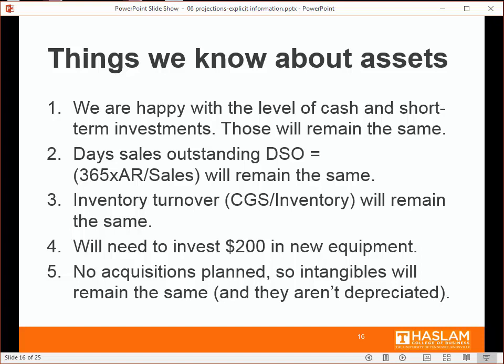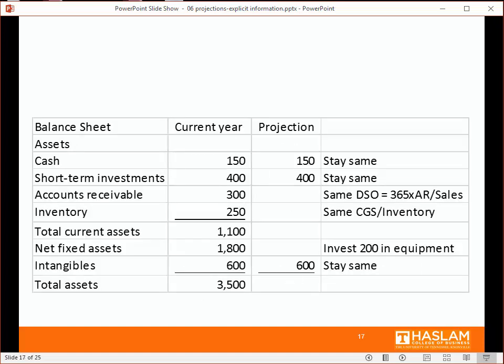And for accounting purposes, intangibles are not depreciated. So for financial statement purposes, they're not depreciated. So our balance sheet is going to look like the following. We're going to leave income statement the same. We're going to leave cash the same. We're going to leave short-term investments the same. We're going to project accounts receivable based on a constant days sales outstanding. We're going to project inventory based on a constant inventory turnover, or cost of goods sold over inventory.